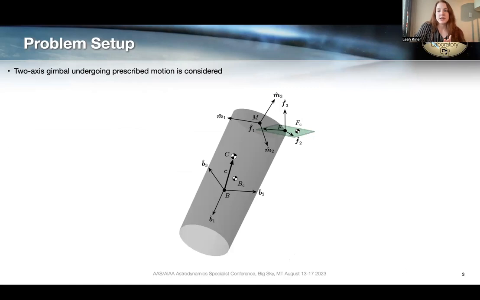But first, we can see here our problem setup, where we have a spacecraft hub in gray with a stationary body frame attached to it, and also with a stationary mount frame attached at the end. Our actuated two-axis gimbal is seen in green, where the body frame is the F frame. The important part to note here is that the motion of the gimbal is defined relative to this fixed mount frame connected to the spacecraft hub.